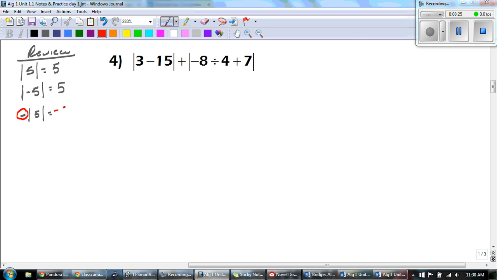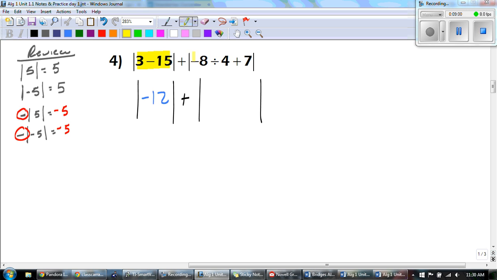Now, if I'm asking for the opposite of the absolute value of 5, well, yeah, it's going to be a -5. Or the opposite of the absolute value of a -5. Once again, when it's on the outside, that's when it's going to be negative. Okay? So we just treat them like parentheses. We got to do what's inside. So inside my first one, 3 minus 15, well, that's, what is it? Yeah, -12.